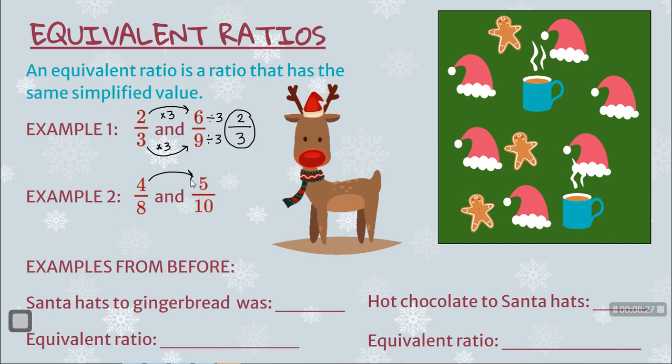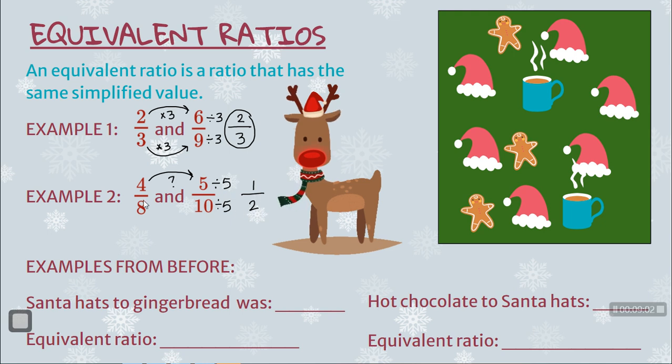I can't think of anything that I can multiply by to get from 4 to 5. That's just not going to work. So instead, I need to think of a way that I can simplify these ratios to see if they are equivalent. What can go into 5 that can also go into 10? 5. 5 can go into both of these numbers because these are multiples of 5. So 5 divided by 5 is 1, and 10 divided by 5 is 2.